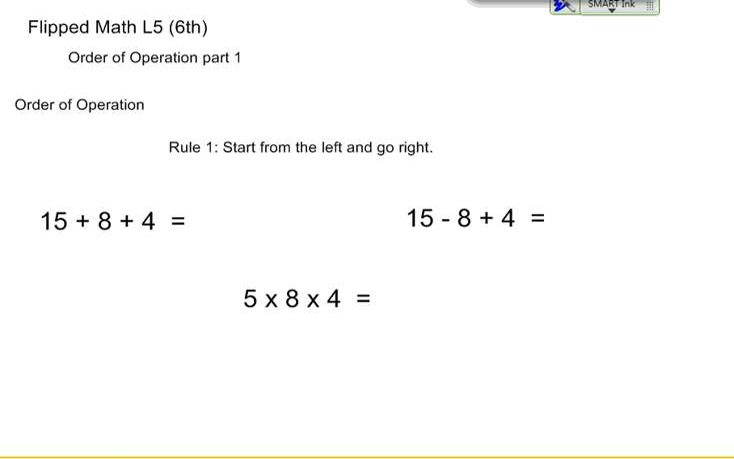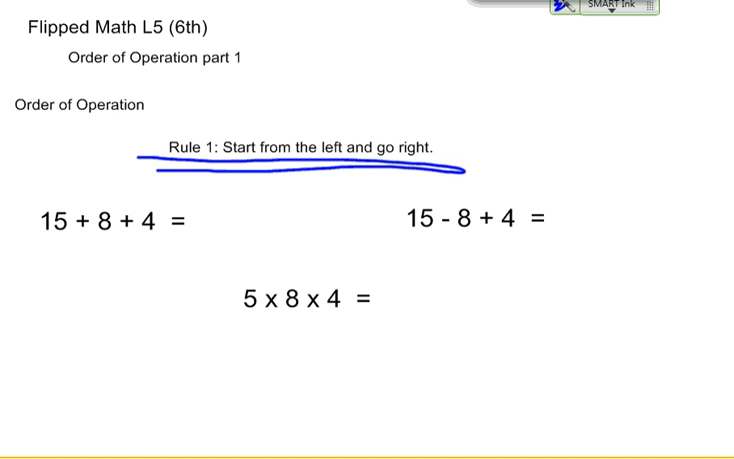Today we're taking on our first challenge of order of operation, looking at the initial steps. Of course, order of operation is all about the order that we solve a problem in. And so our first main rule that we want to remember is right here. So make sure you get that down in your notes. Rule number 1 says that we need to start on the left and go right.